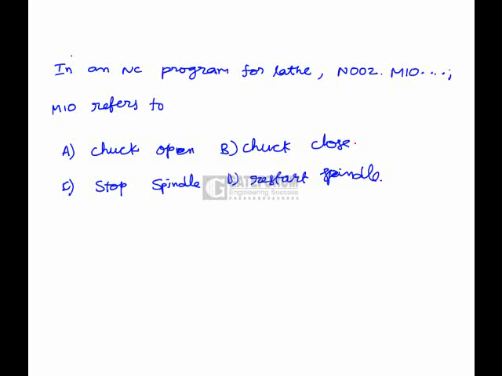In an NC program for lathe, N002 M10, M10 refers to, here there are four options: chuck open, chuck close, stop spindle, restart spindle. Here M10 refers to, for a lathe program, chuck open, and M11 refers to chuck close. So the right option is A. A is the right answer.